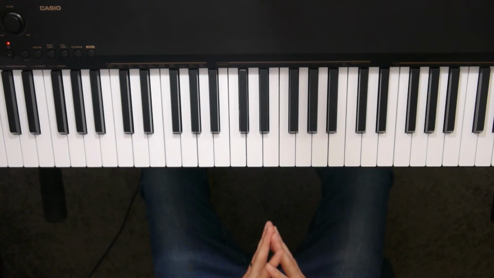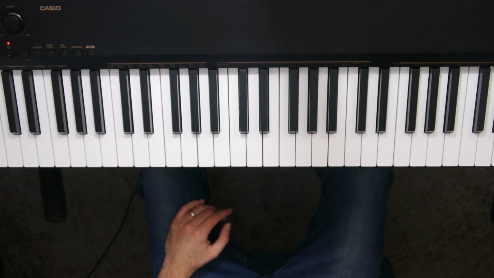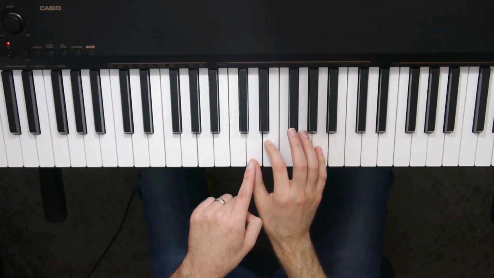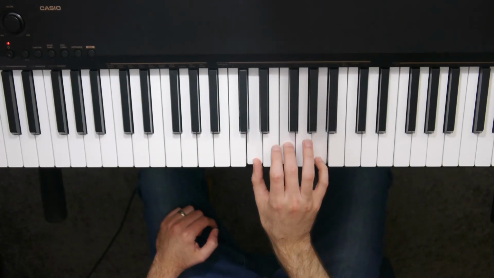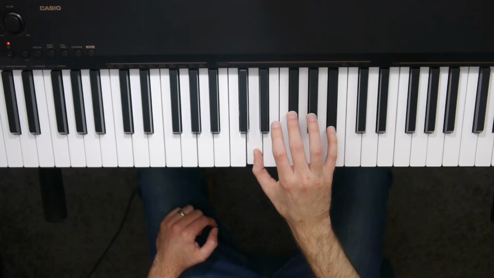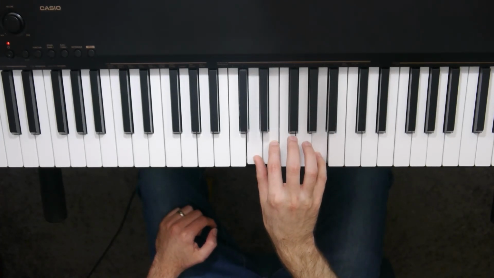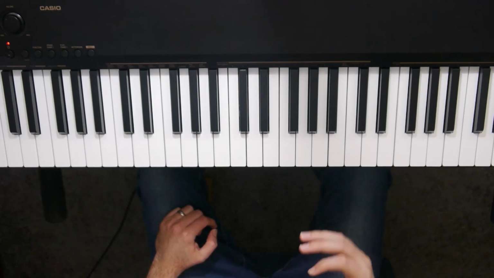Your action step for this video is to pick a white key, just because those are typically a little bit easier, and try to create each of those triads based on that white key. So for example, I might pick D, and then I'm going to go D major, D minor, D diminished, D augmented, D sus2, and D sus4. That's a great way to just drill those chords and really get the hang of them.